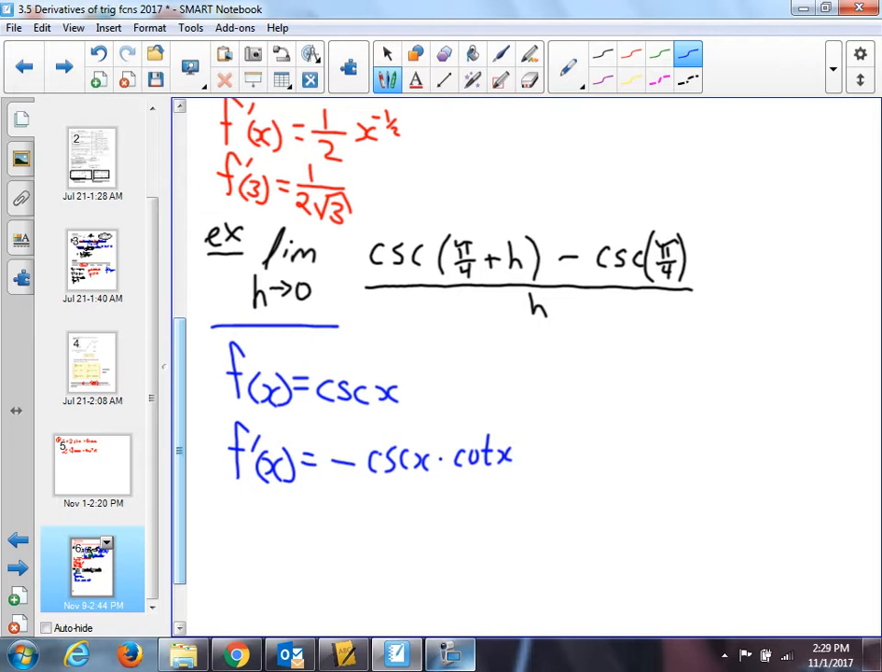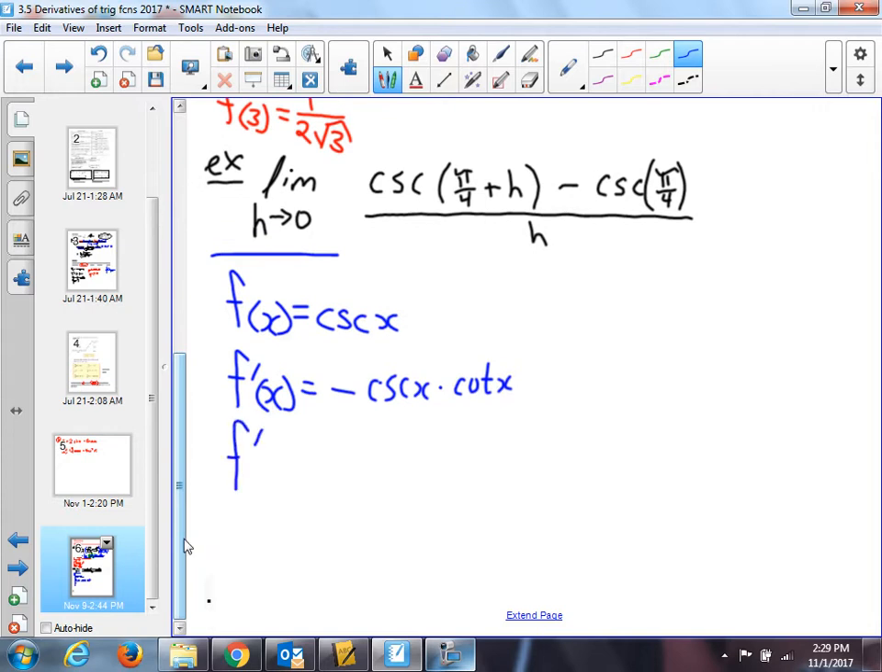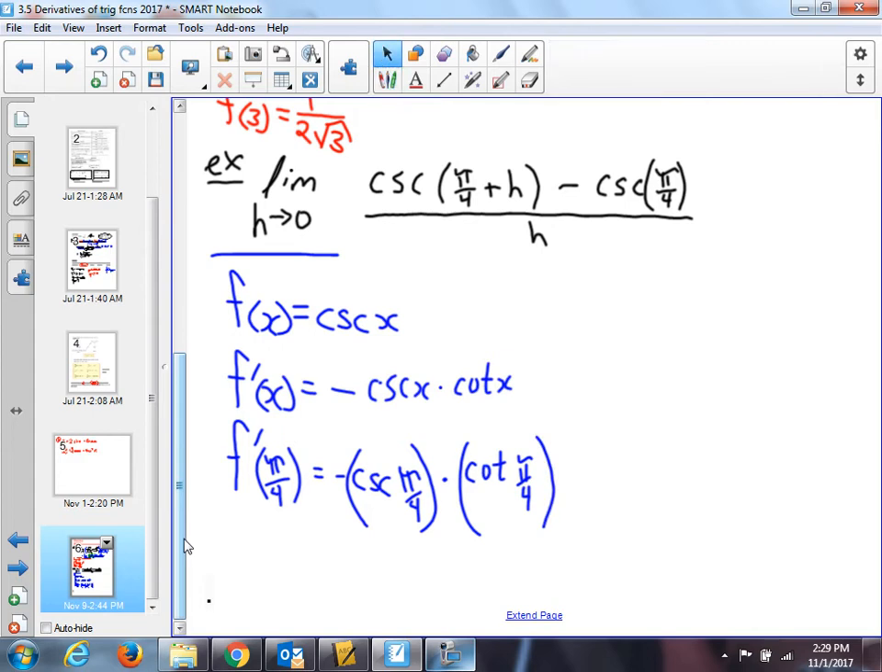Okay? Now, we want to evaluate it though at pi quarters. I doubt that anyone has this one memorized, cosecant of pi quarters, or the cotangent of pi quarters. So we're going to have some methods here. Do not memorize these values.